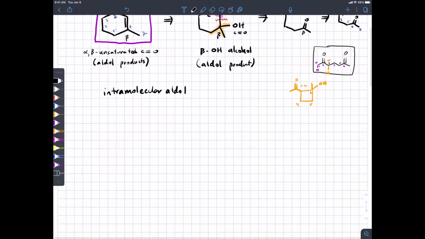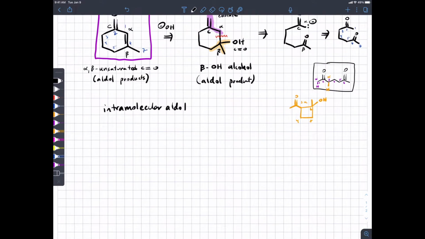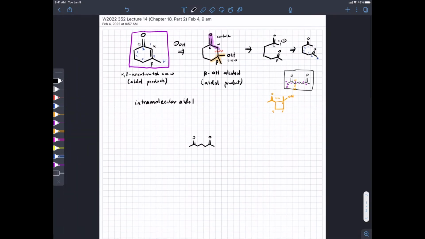But think of the energy diagram this way. You have your starting material, and it's true that you have the more stable enolate here. This would be the one where you remove a proton from the more substituted alpha carbon. But that leads to a less stable product.